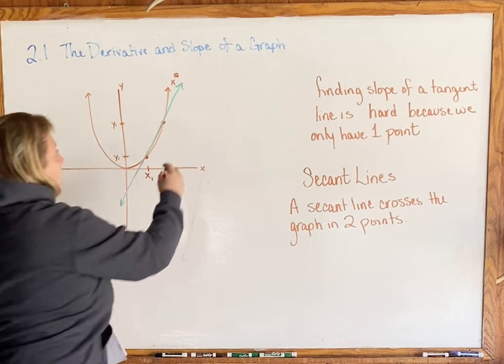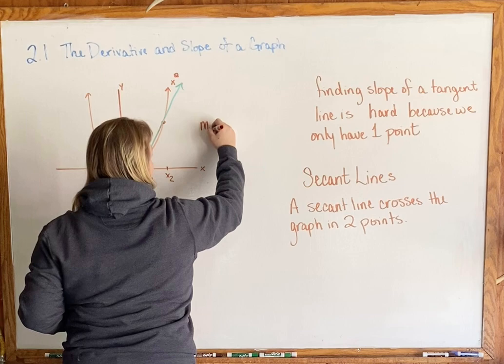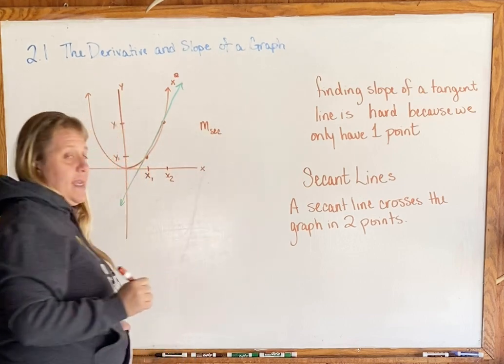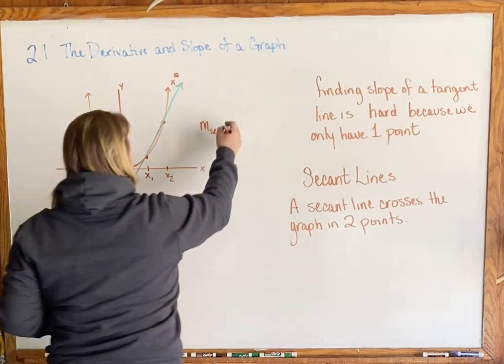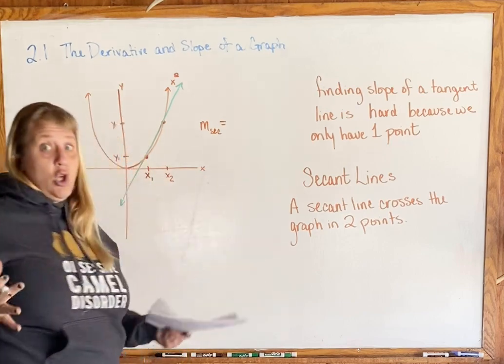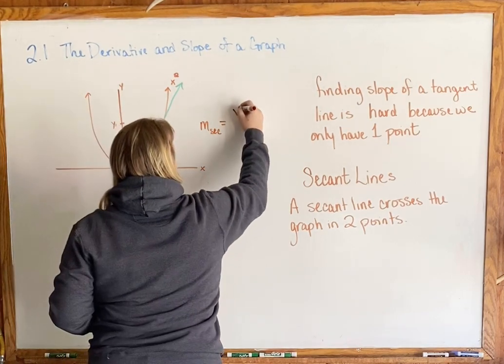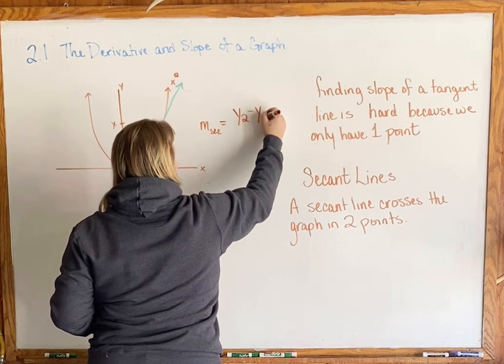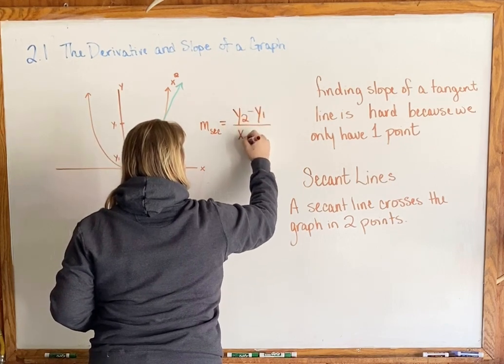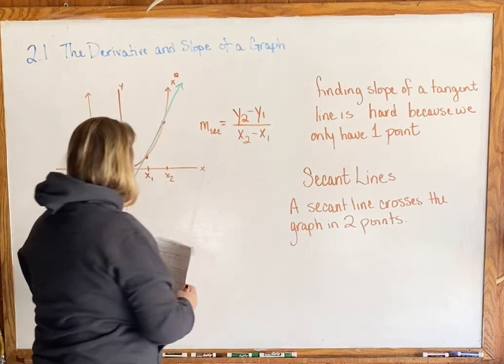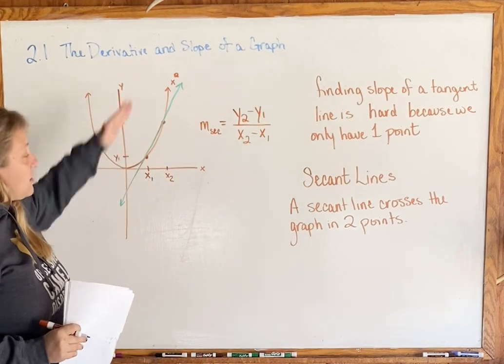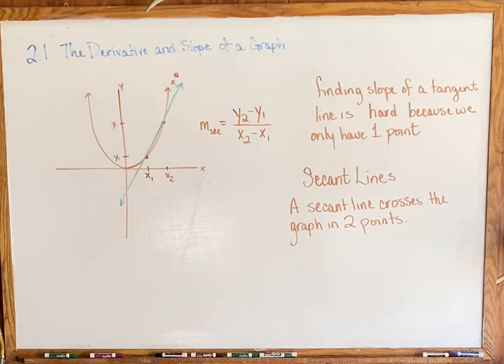If we wanted the slope of the secant line, I'm going to say m secant, then here is where our good old slope formula comes in. Remember, rise over run. It's going to be y sub 2 minus y sub 1 over x sub 2 minus x sub 1. As long as we have those 2 points, we can find the equation of that secant line.